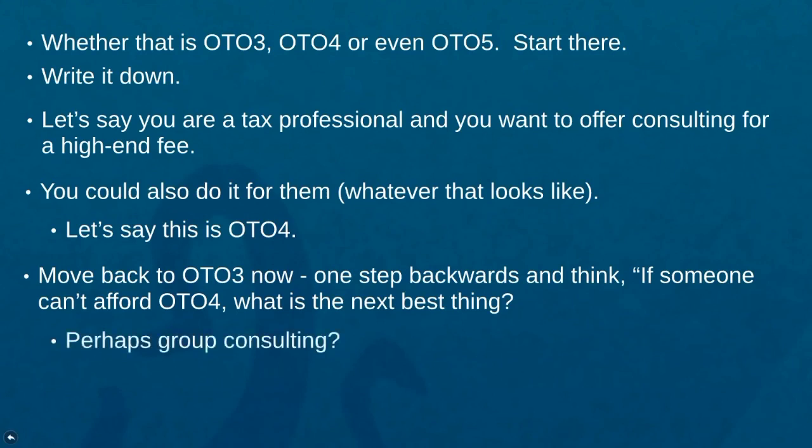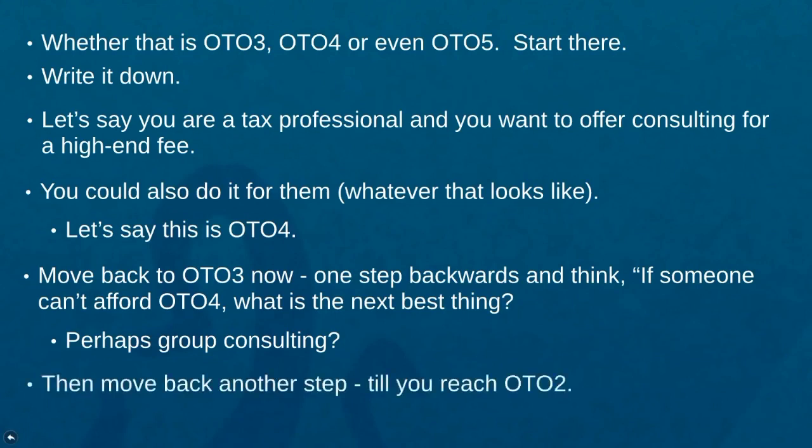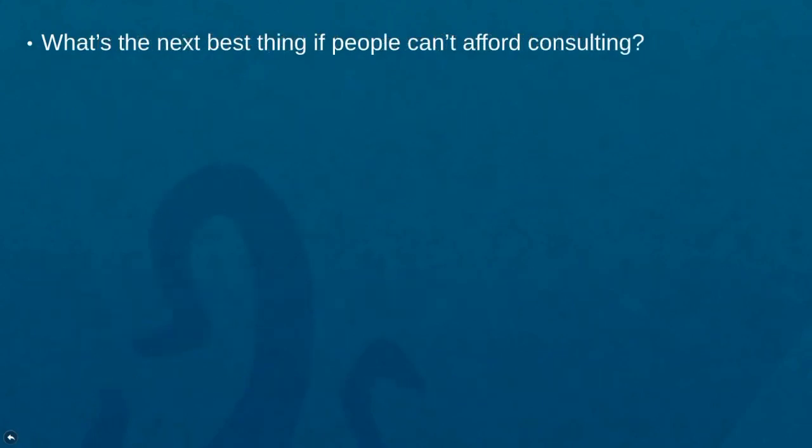Perhaps group consulting. So maybe group consulting could be one-time offer number 3, and one-time offer number 4, maybe that's one-on-one personal consulting. So number 4 is one-on-one, number 3 is group consulting, and then move backwards. What could be one-time offer number 2? Well, let's take a piece of that and move backwards. But you see, by taking a piece and piece and piece and moving backwards, what you're doing is you're creating a related, congruent one-time offer funnel.